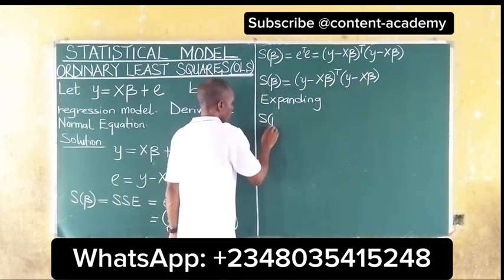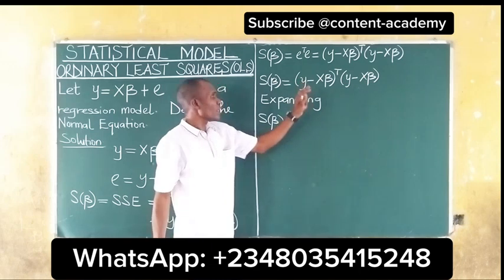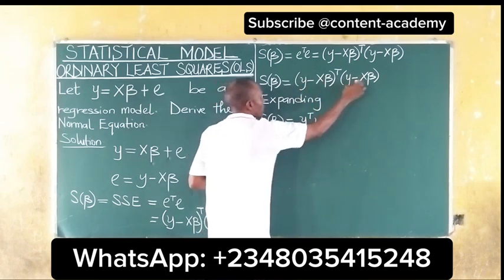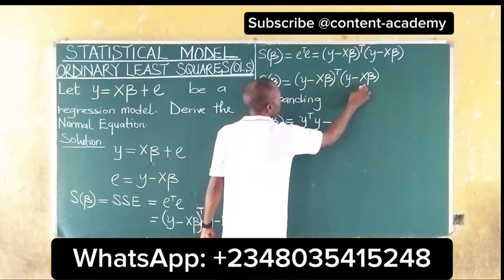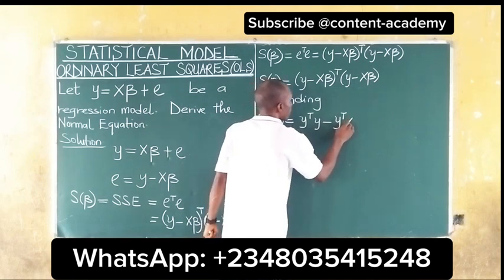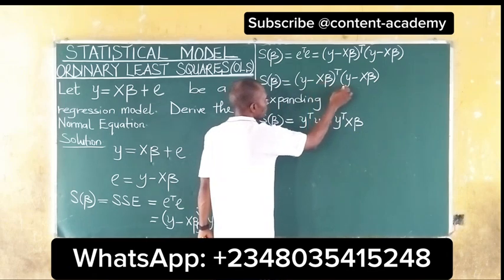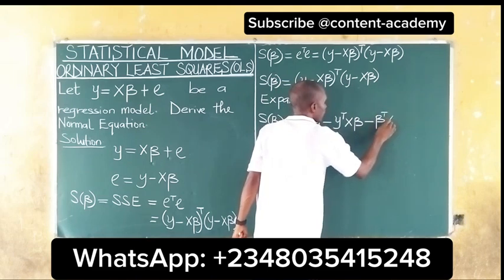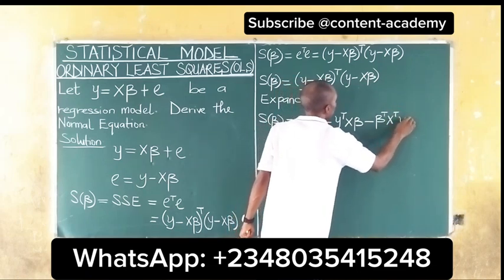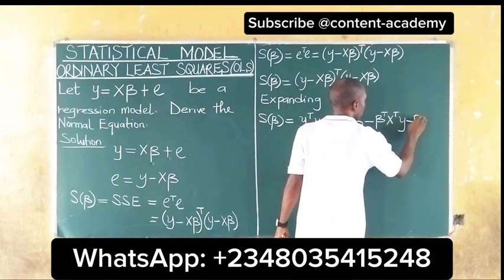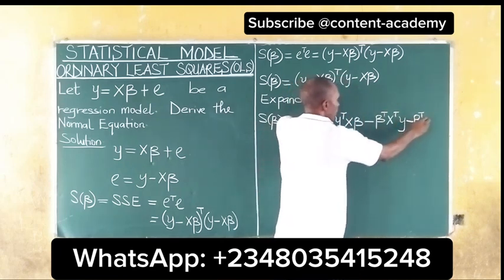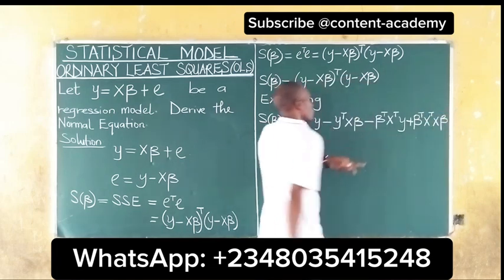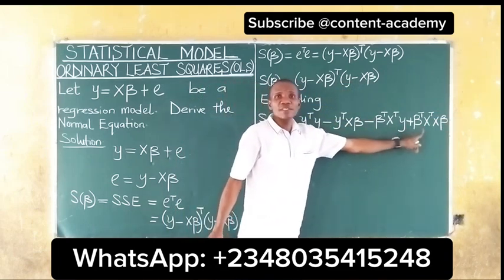Expanding this, we have our objective function equal to y multiplied by y. Since there is transpose here, we have y transpose y. This multiplied by this, we have minus y transpose Xb. Also, this multiplied by this, we have minus b transpose X transpose y, minus this multiplied by this, we have b transpose X transpose Xb. So this is what we get, because this multiplied by this gives a positive sign.